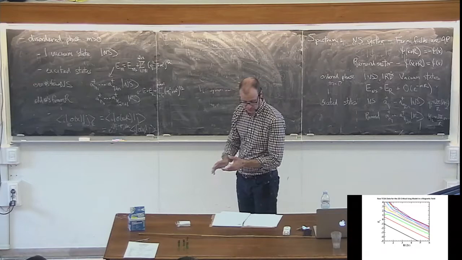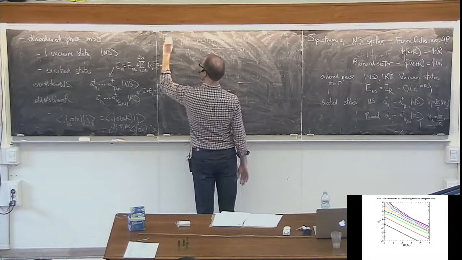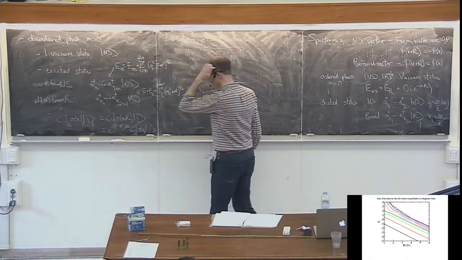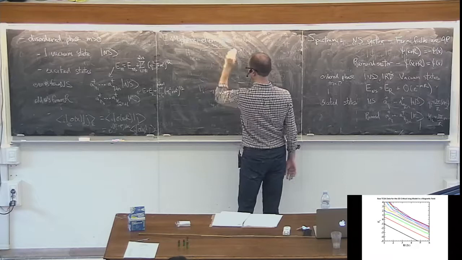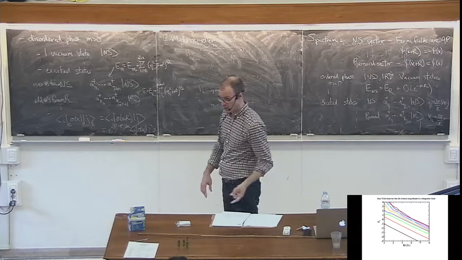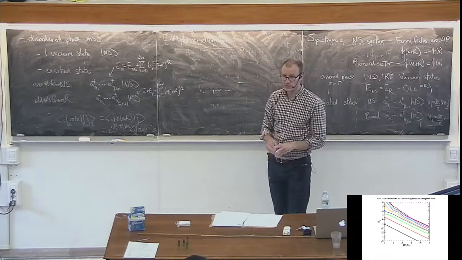Okay, so what are we doing for time? The key elements of using the truncated spectrum approach is complete control over the spectrum in finite volume, which we do have for this model. But you also have to know the matrix elements. Yes, Eric.